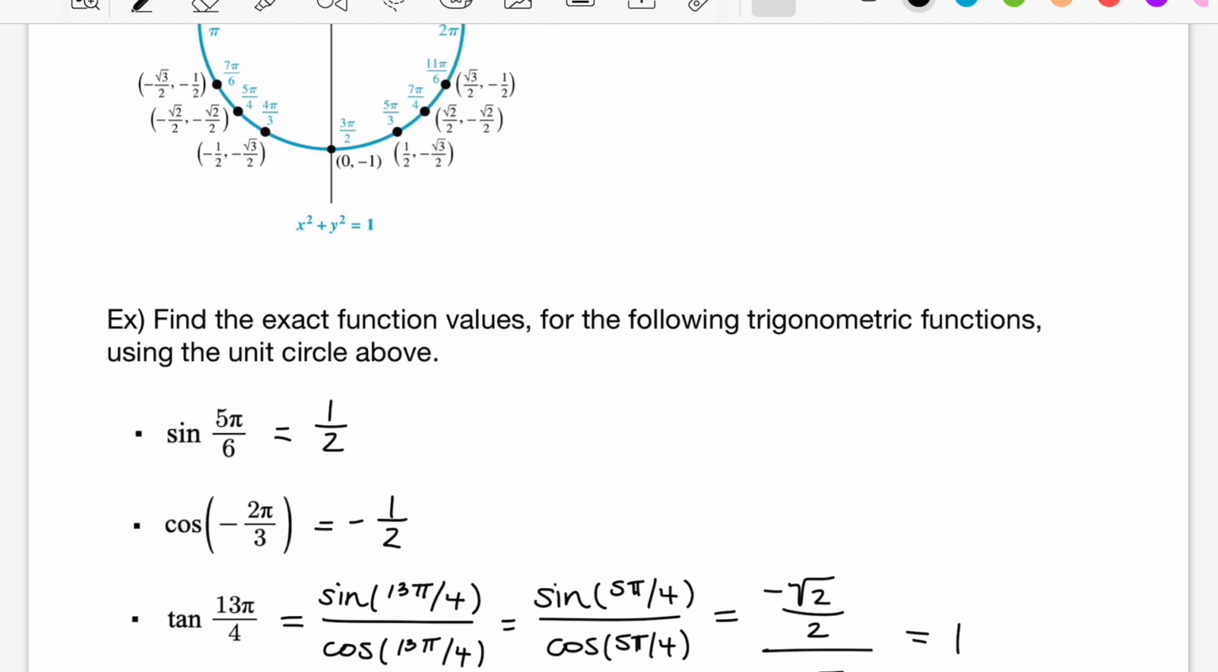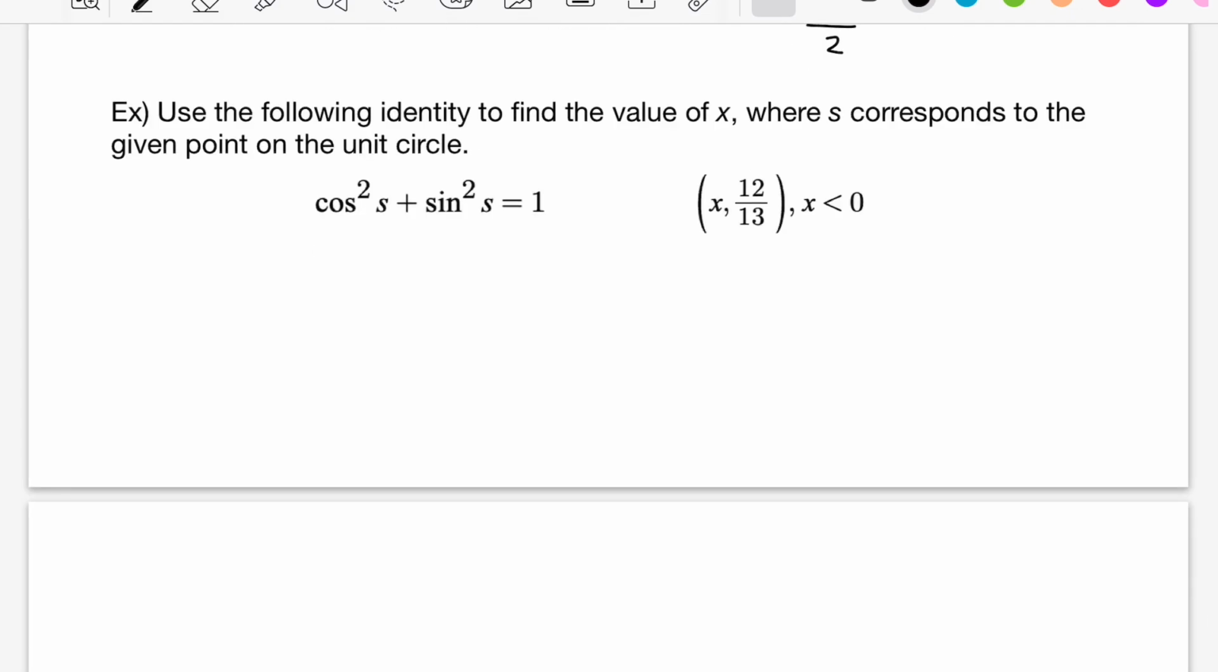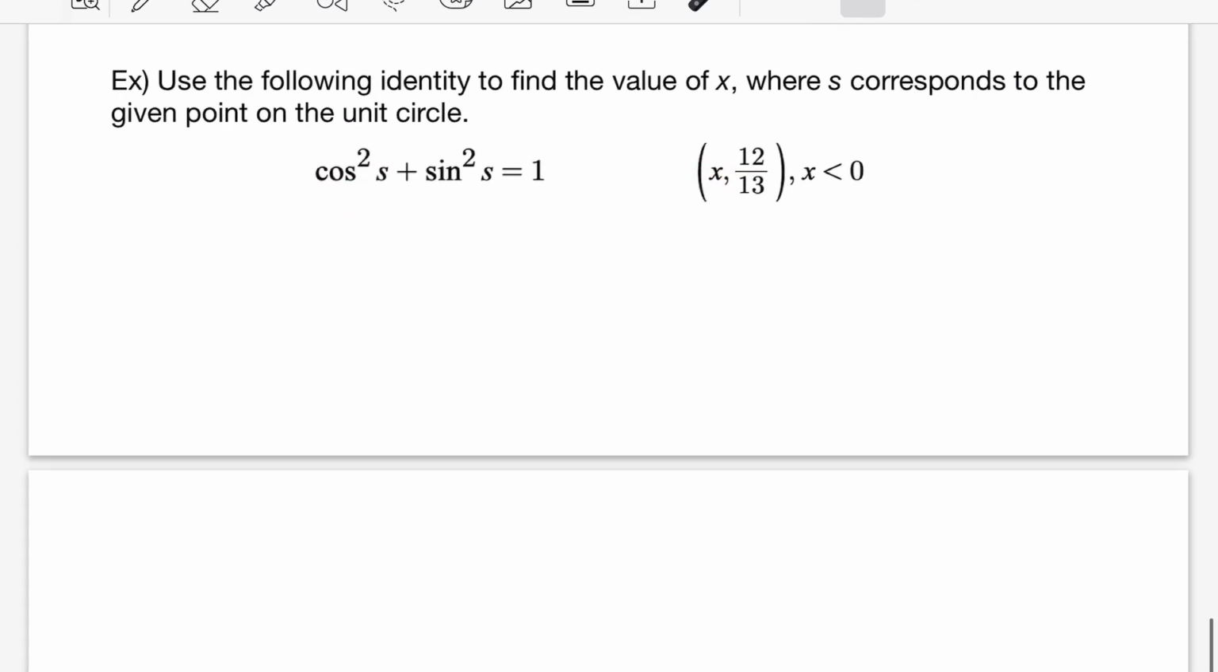Alright, and the last example we'll look at is one where we want to use the identity that we talked about previously. So we're going to use this identity here to find this value of x here. Now remember, cosine is equal to x and sine is equal to y. So we can rewrite this identity as x squared plus y squared is equal to 1. And we want to find a value of x given this value for y here, which is 12 over 13.